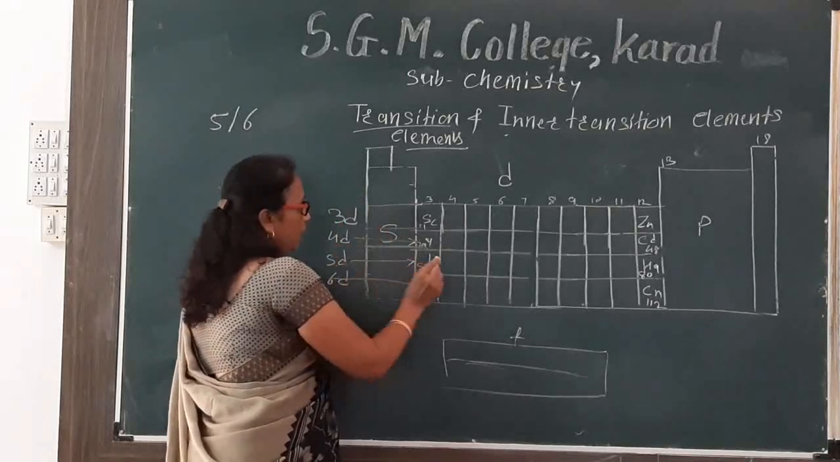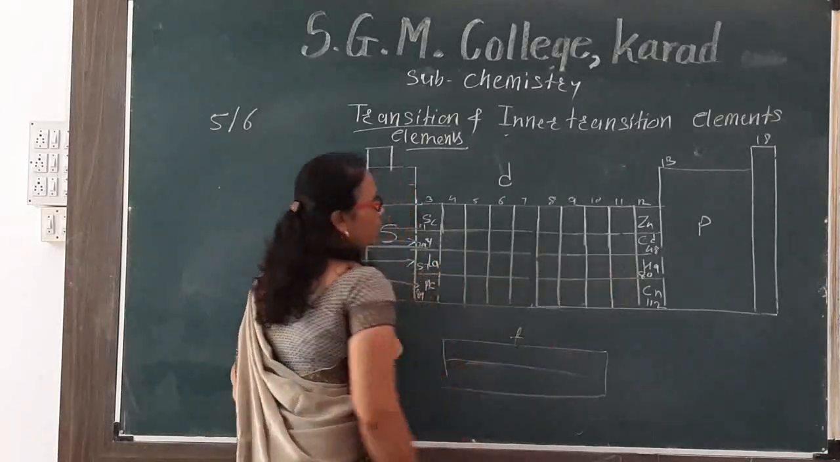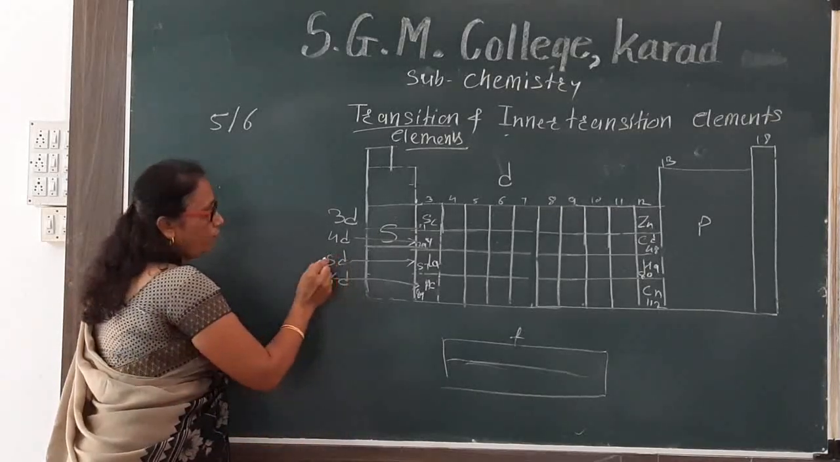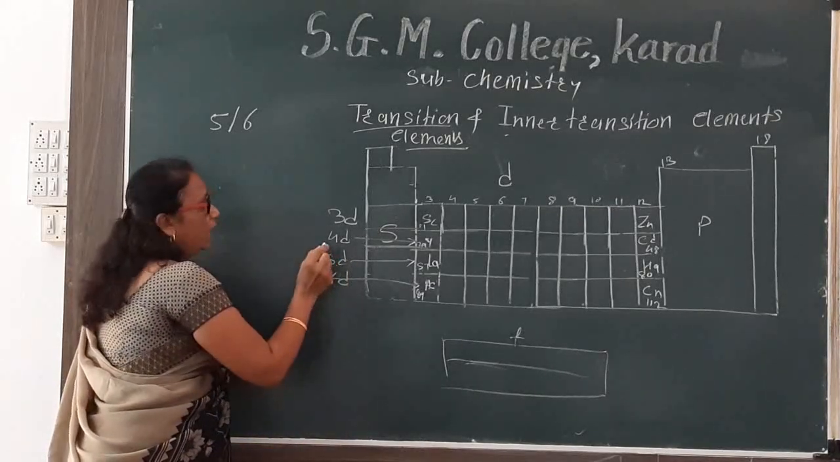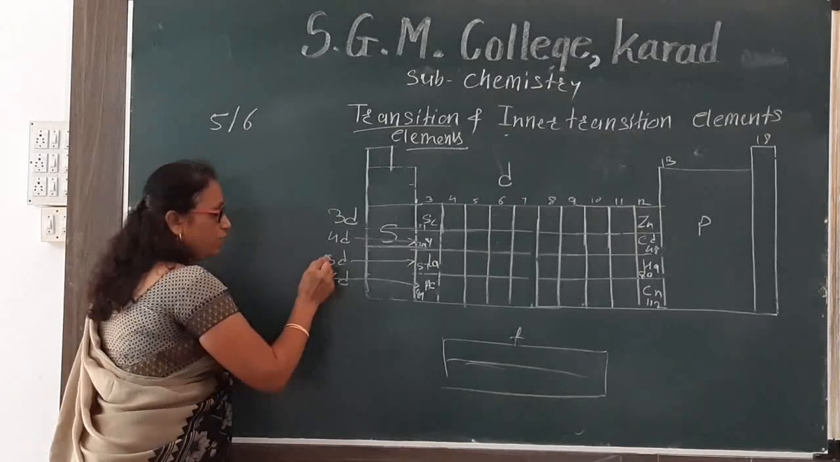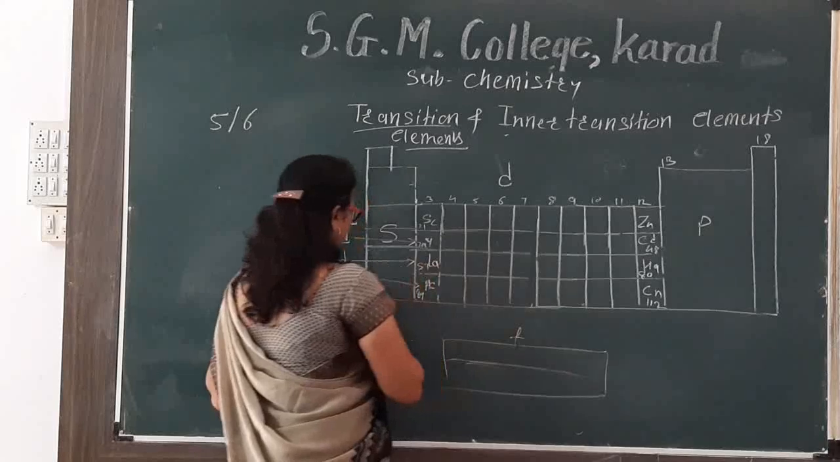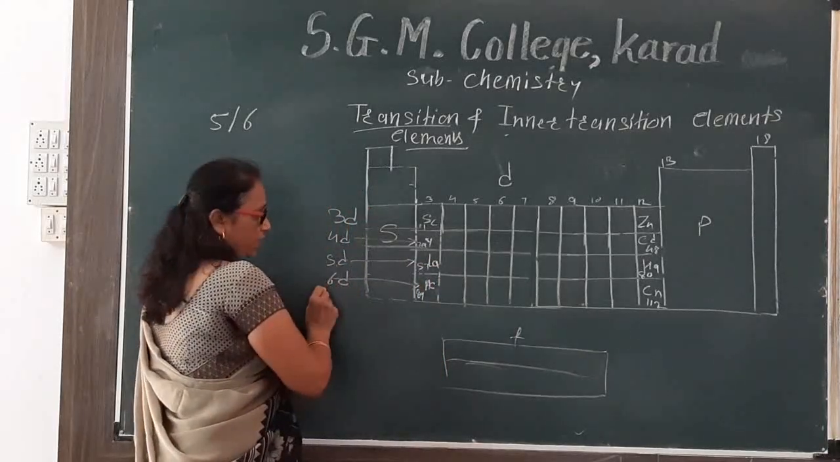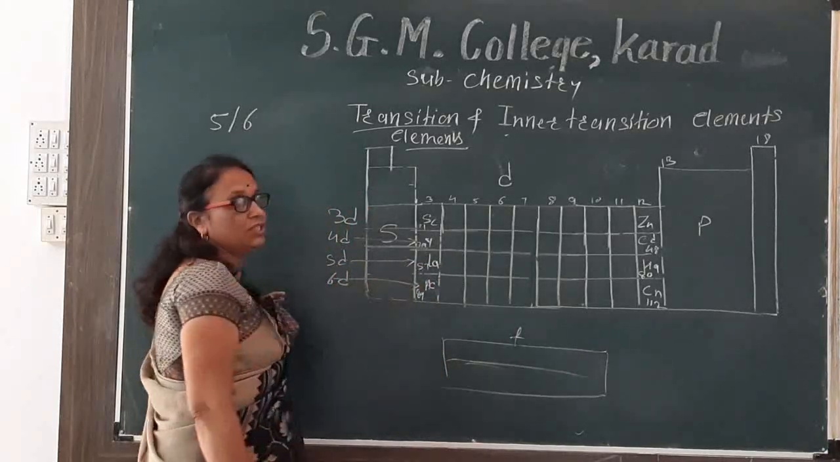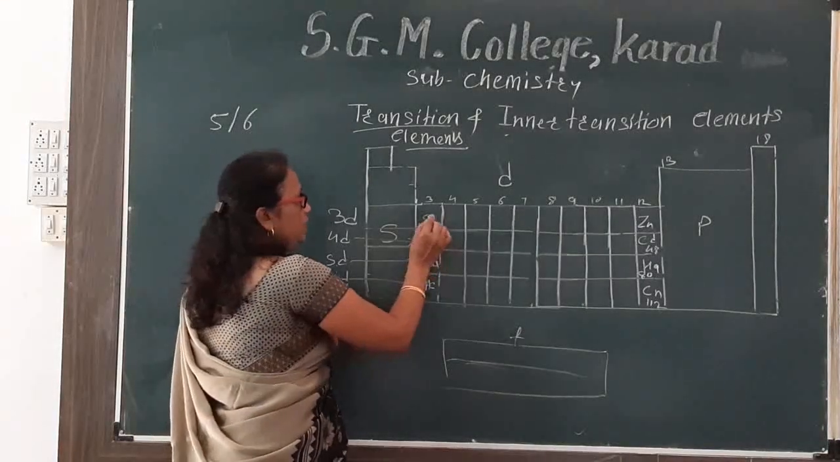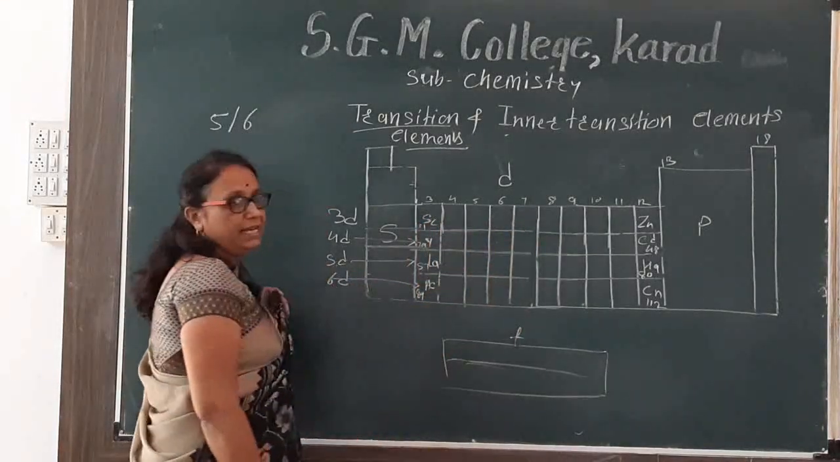Similarly, in these elements the last electron enters the d orbital of the fifth shell, hence it is called the 5d series. Here the last electron enters the d orbital of the sixth shell, hence it is called the 6d series. Thus there are 4 series. Each series has 10 elements.